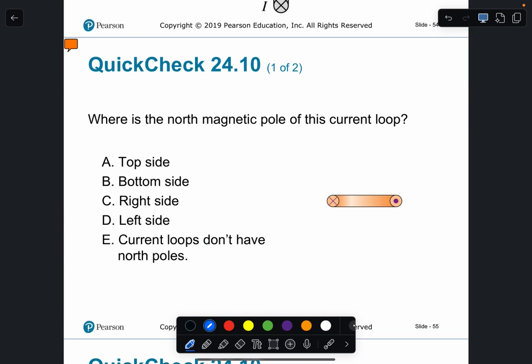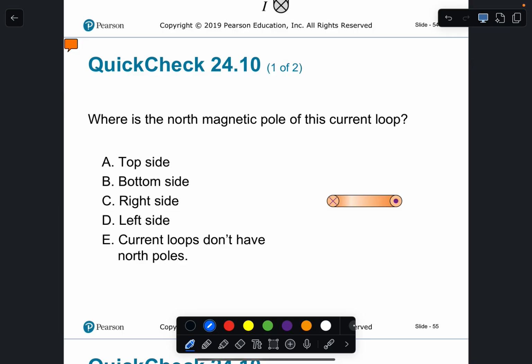Okay, this one always trips me up. So, this loop is in a magnetic field, and magnetic fields point away from magnetic north poles and towards magnetic south poles, right? So one side of this loop is going to be considered the north, and one side is going to be considered the south based on the magnetic field direction.